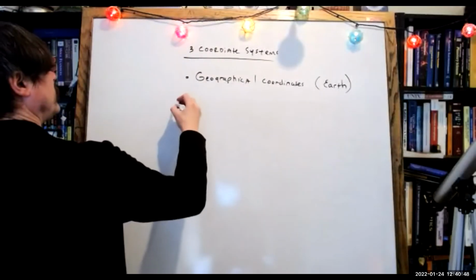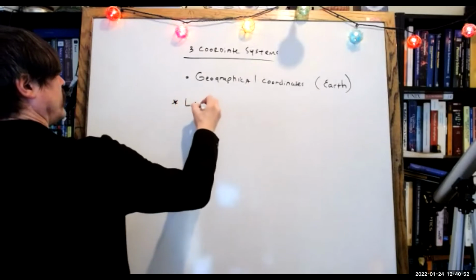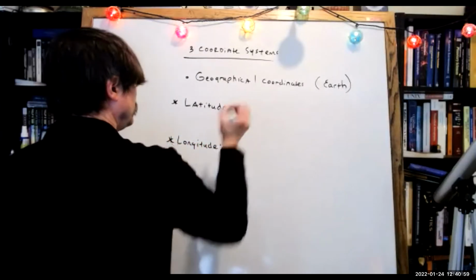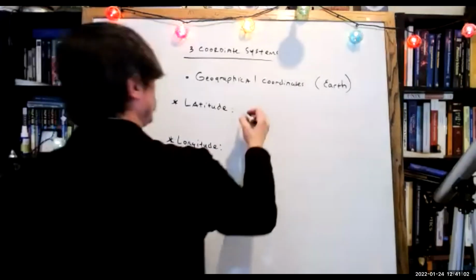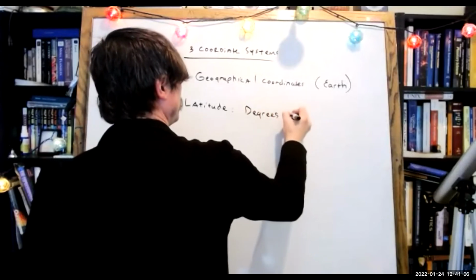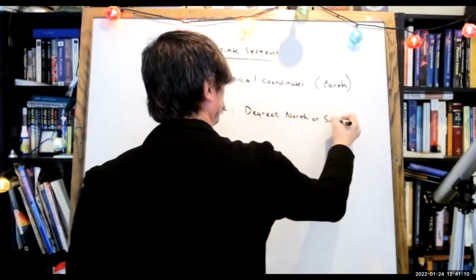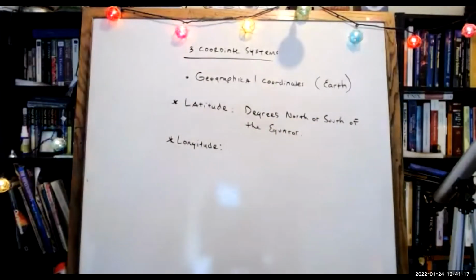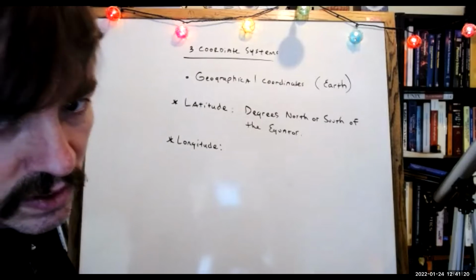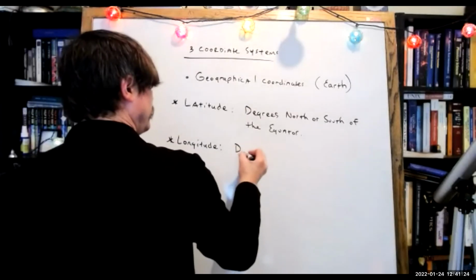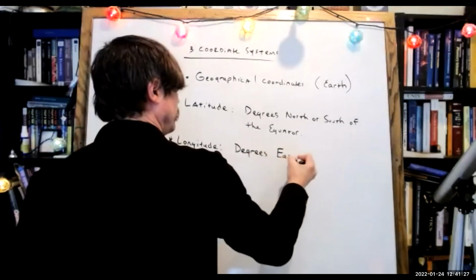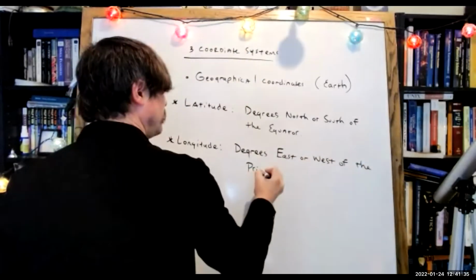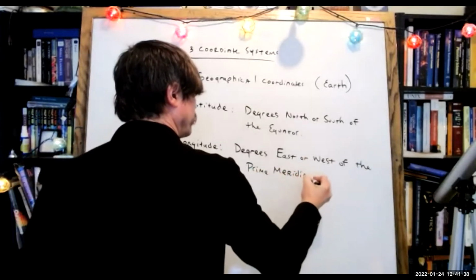Geographical coordinates. We are going to use 2 angles. The angles are latitude and longitude. Let's get their definitions up and then we'll talk about it. Latitude is defined as the degrees north or south of the equator. Longitude is defined as the degrees east or west of the prime meridian.